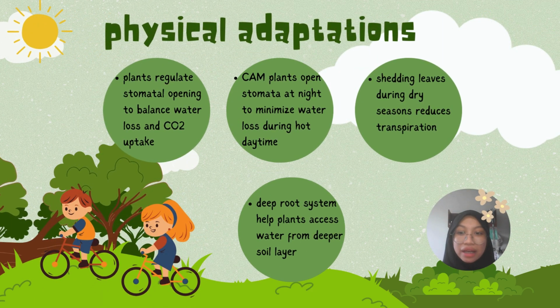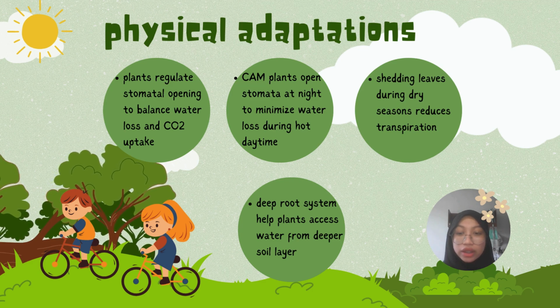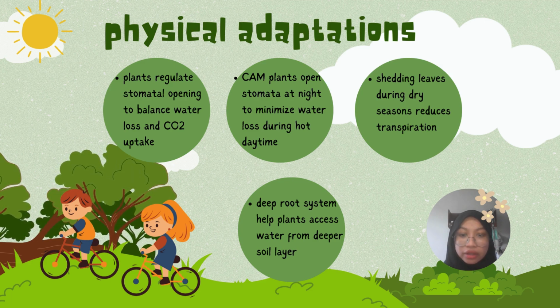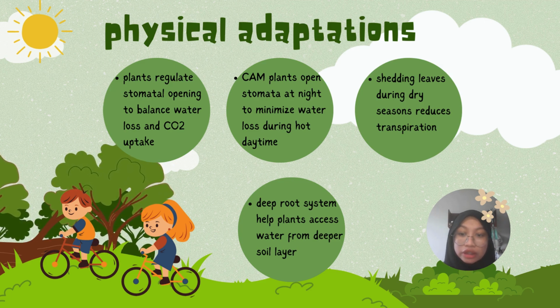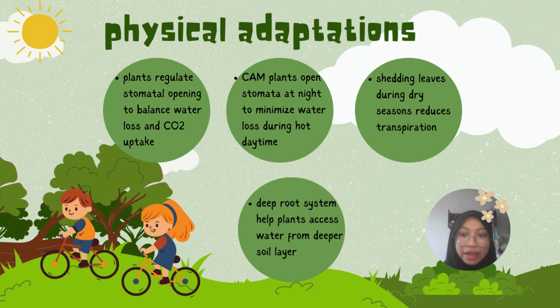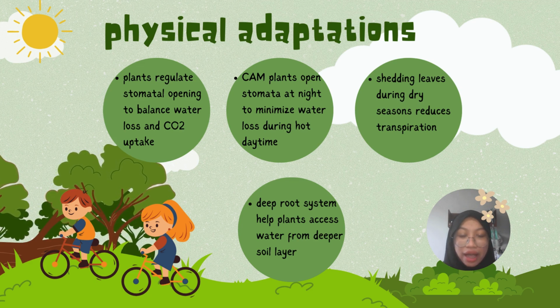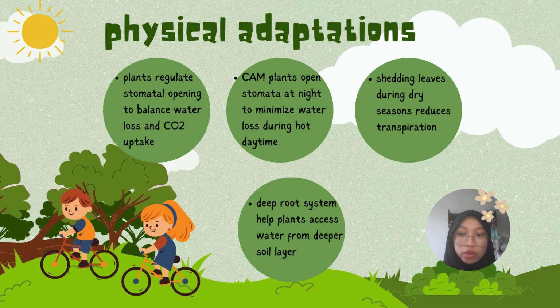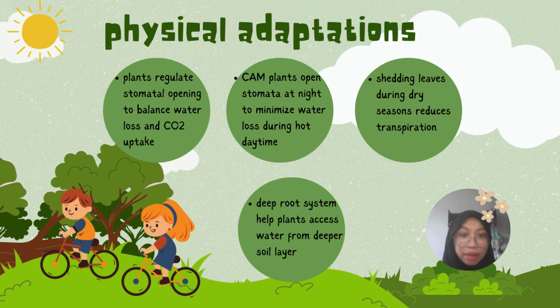Finally, plants have developed amazing physiological adaptations to cope with different environments. Firstly, stomata regulation allows plants to close their stomata during times of water stress to conserve moisture. Next, some plants like cacti use crassulacean acid metabolism, or what we call CAM photosynthesis, which allows them to open their stomata at night to minimize water loss during daytime hours.